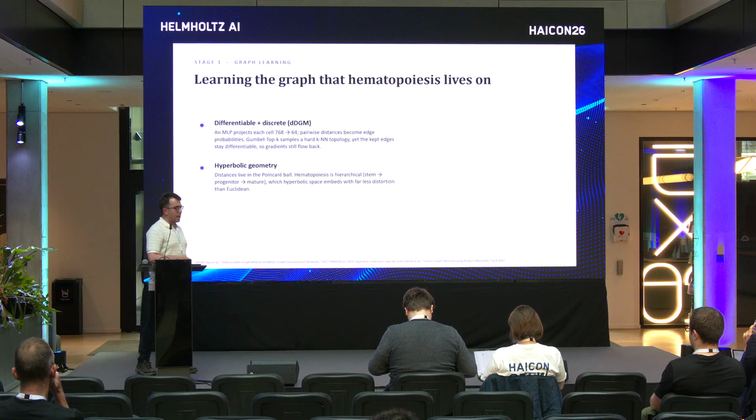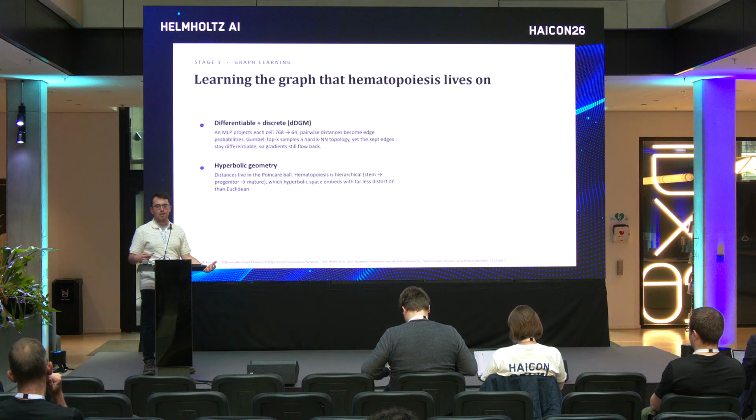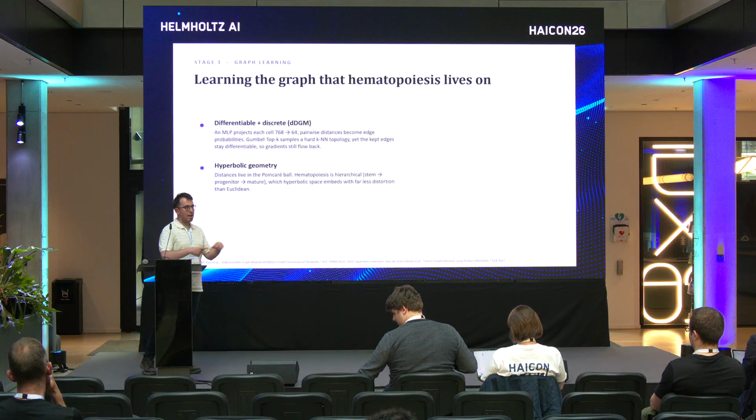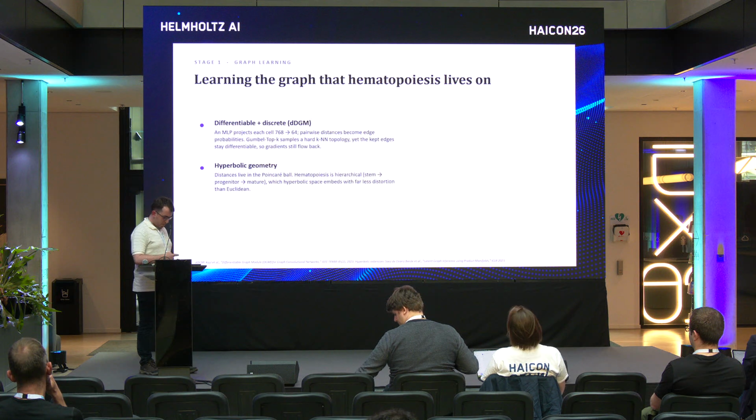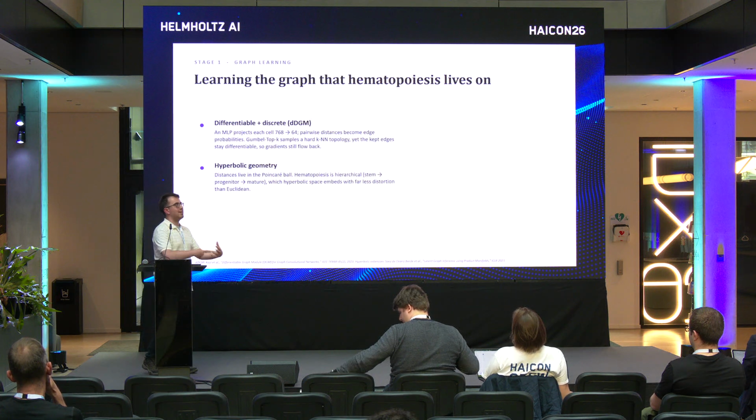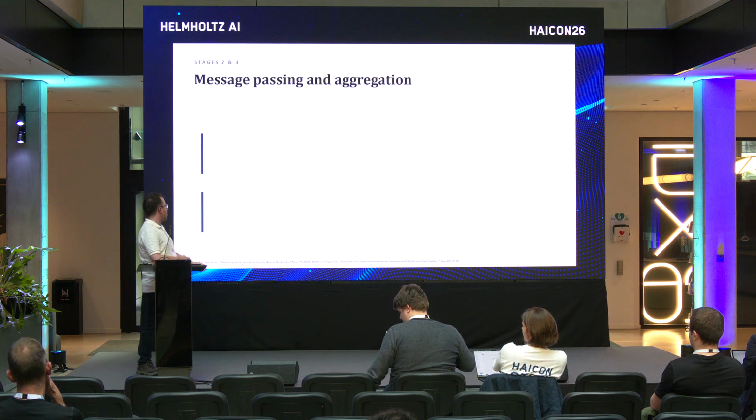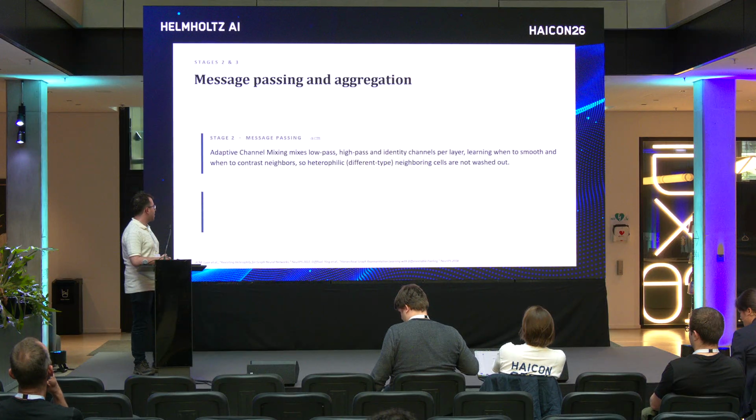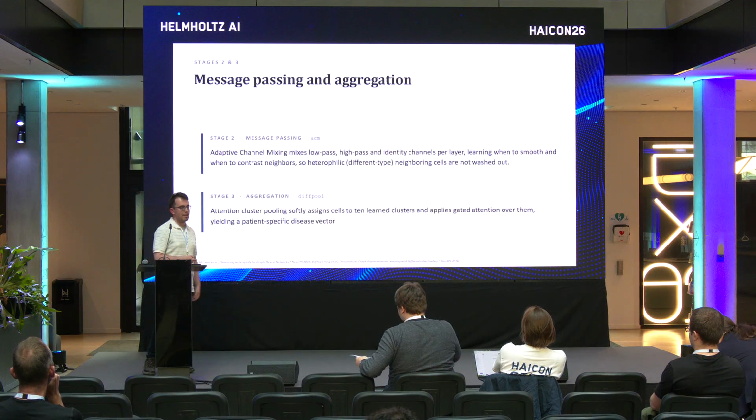And in this space, we use hyperbolic distance because cell hematopoiesis is something hierarchical, and hyperbolic geometry is the best mathematical model to store this inductive bias. Okay, and then we did message passing, and then we did the aggregation.